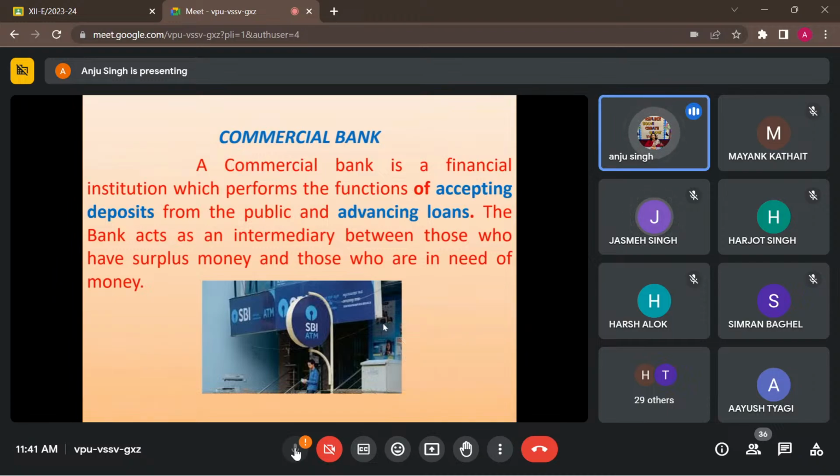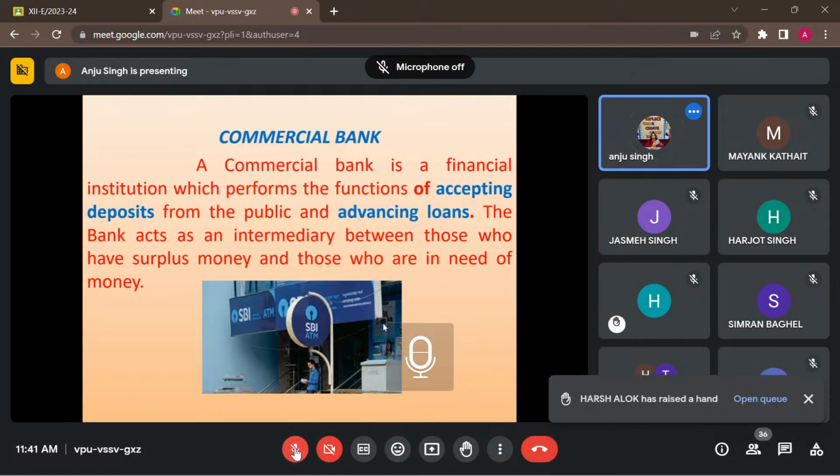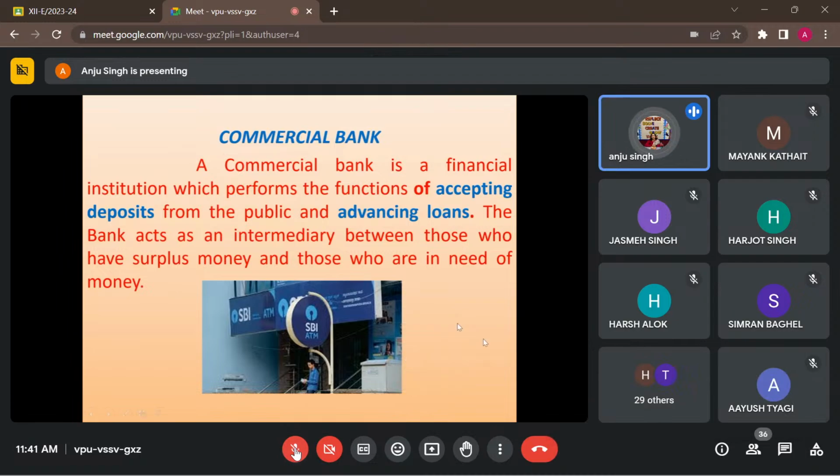Now we have discussed what a commercial bank is. Arnav, read what is there on the screen. Yes, ma'am. A commercial bank is a financial institution which performs the function of accepting deposits from the public and advancing loans. The bank acts as an intermediary between those who have surplus money and those who are in need of money. Okay. So we know that there are two main functions of commercial banks besides the other agency functions: accepting deposits and advancing loans.